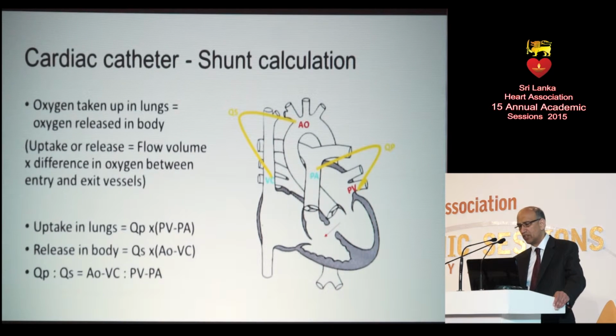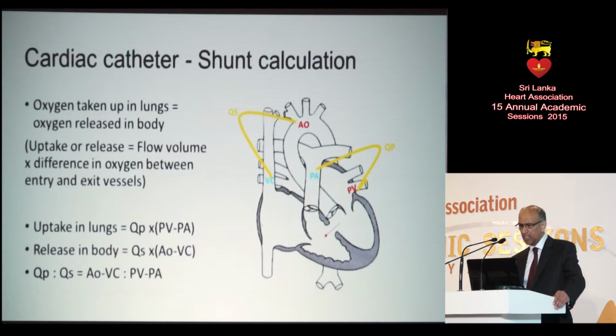That is to say, the amount of oxygen taken up in the lungs is the same as the amount of oxygen released in the body. So the uptake in the lungs will be equal to the amount of blood, that's QP, that goes through it, and the amount of oxygen that is put in there from the pulmonary artery to the pulmonary vein. Similarly, the one released in the body will be equal to the amount of blood times the difference in saturation between the aorta and the mixed venous saturations.